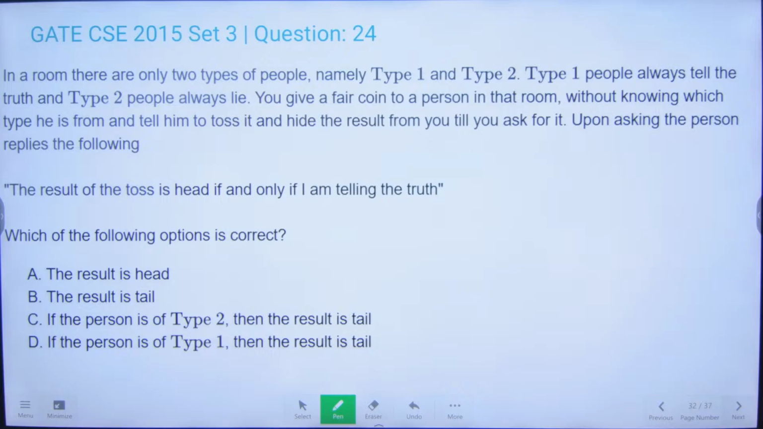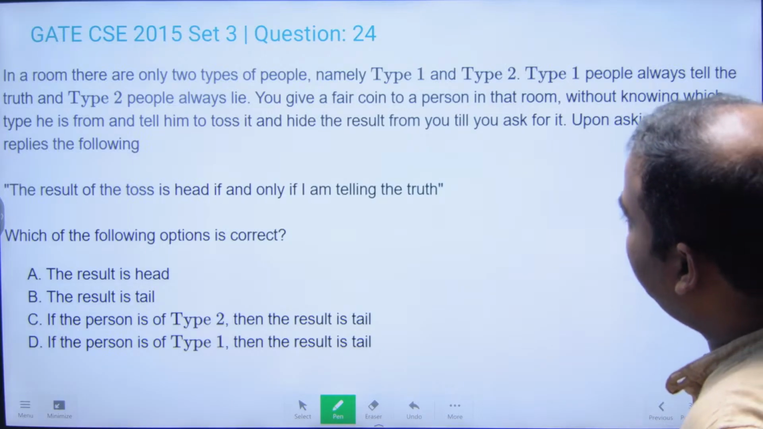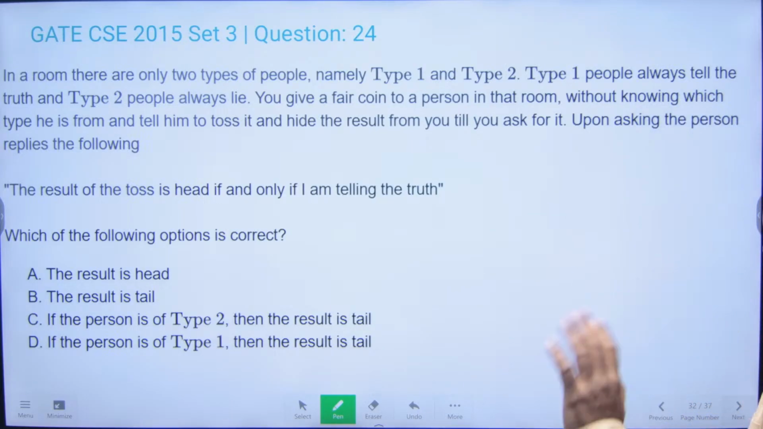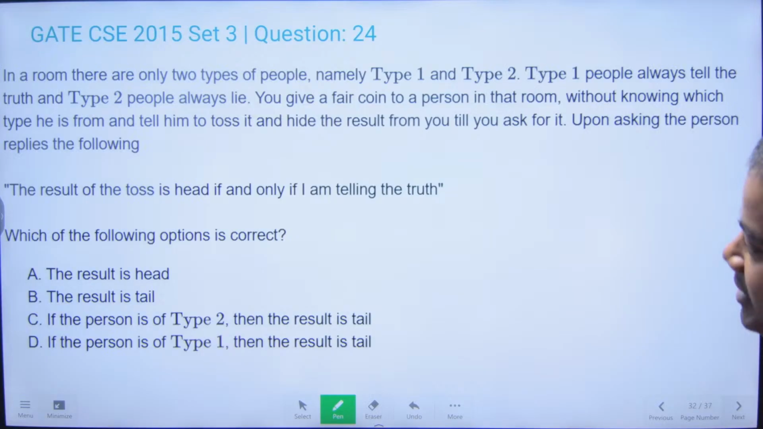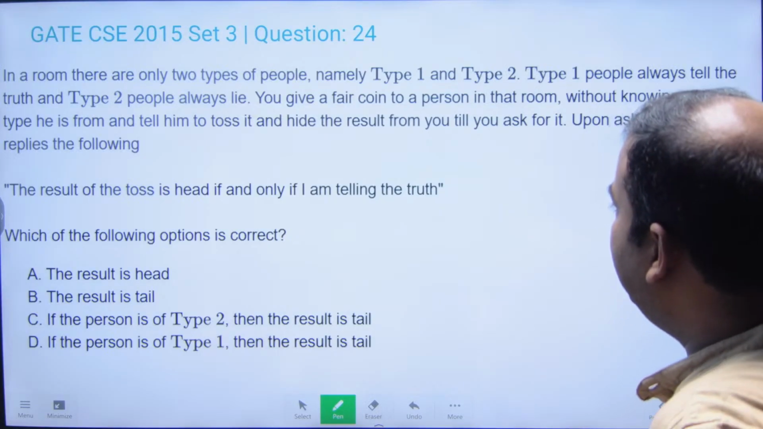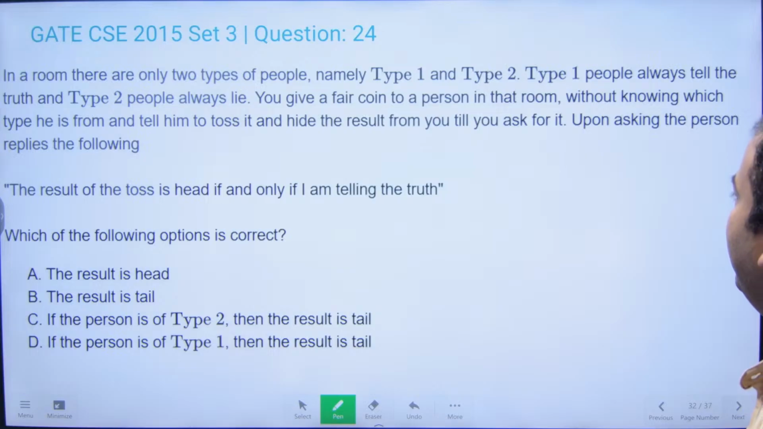So there are two types of people, only type 1 and type 2. Type 1 people always tell the truth, and type 2 people always tell lies. You give a fair coin to a person in the room without knowing which type he is from, and tell him to toss it, and you consider that he will toss it, and hide the result from you till you ask for it.